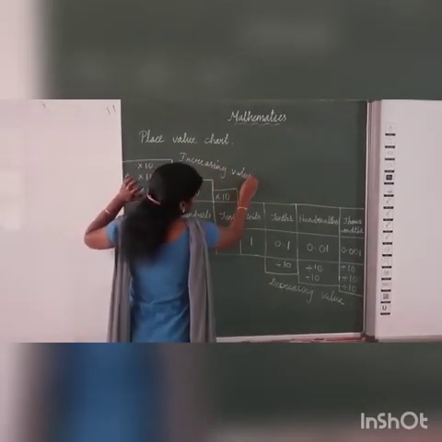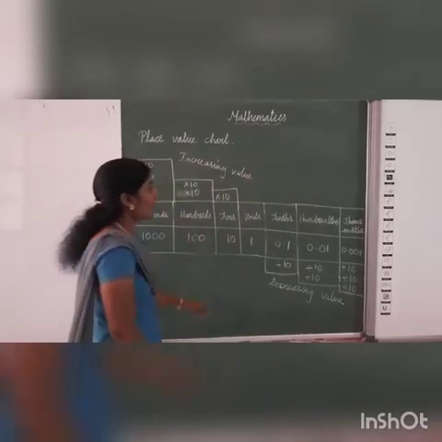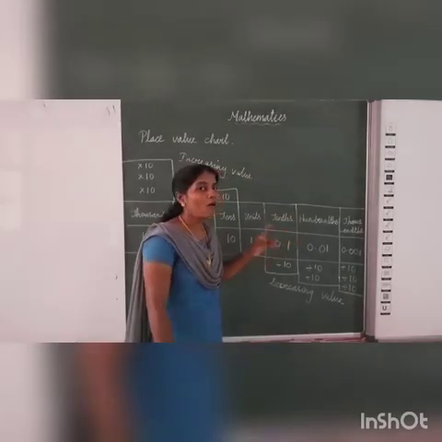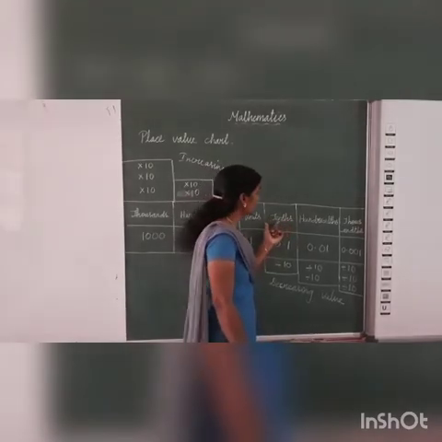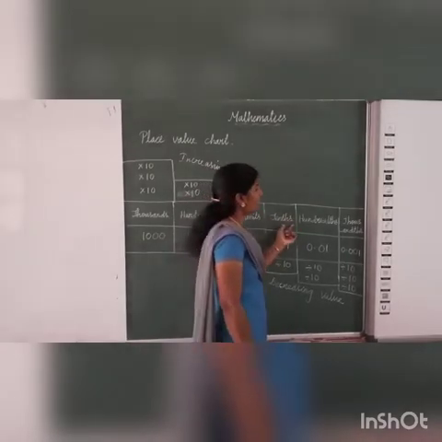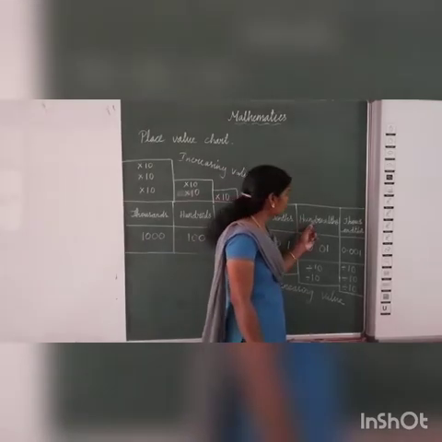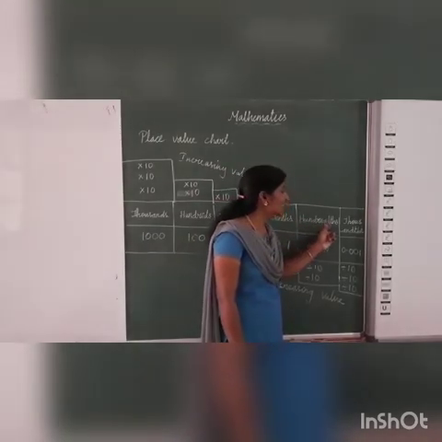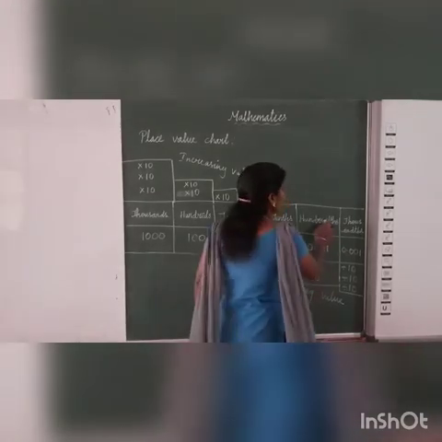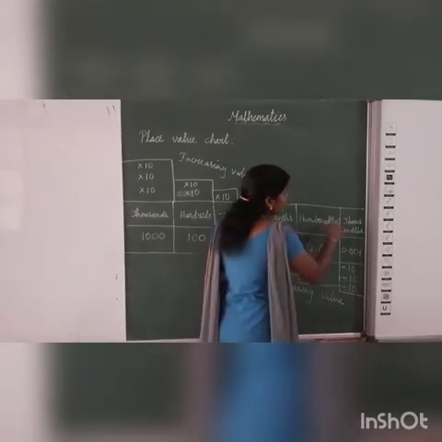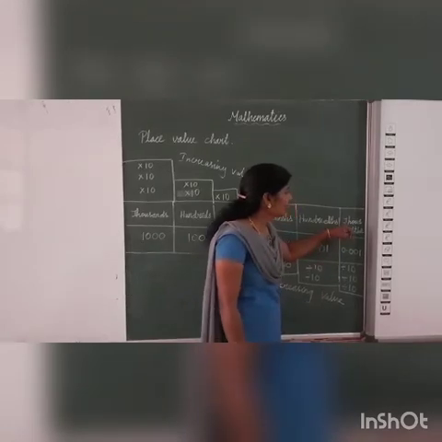Okay, this is increasing value. Now after the decimal point, how can you read? That is tenths, T-E-N-T-H-S, tenths. Then hundredths, H-U-N-D-R-E-D-T-H-S, hundredths. Then thousandths, T-H-O-U-S-A-N-D-T-H-S, thousandths.